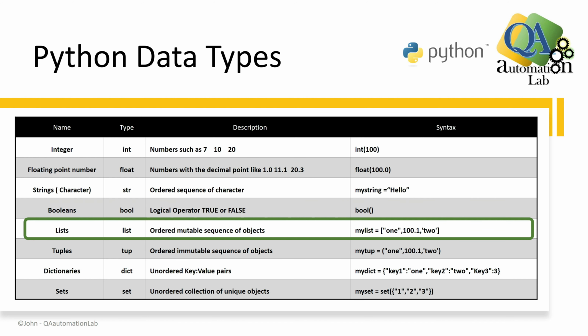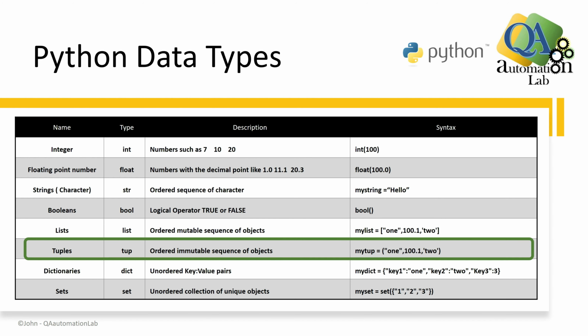The next one is list. A list is an ordered mutable sequence of objects. I will tell you what mutable is at a later point of the session. The syntax for the list is my list, this is a variable, is equal to, and we are giving content within square brackets. The first one is a string within double quotes. The second one is a float value which has a decimal point. The third one is a string which has a single quote.